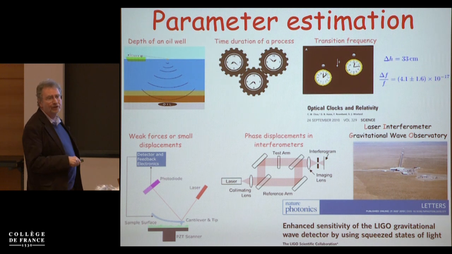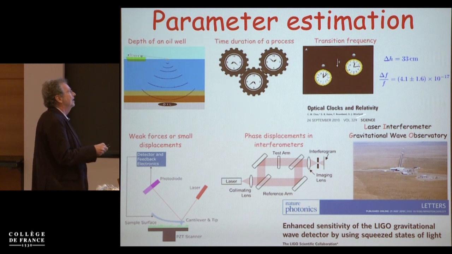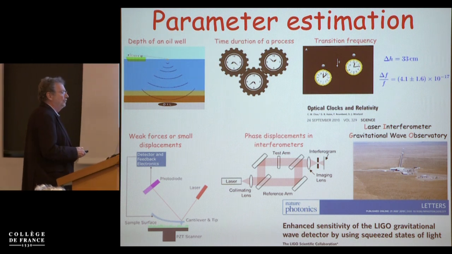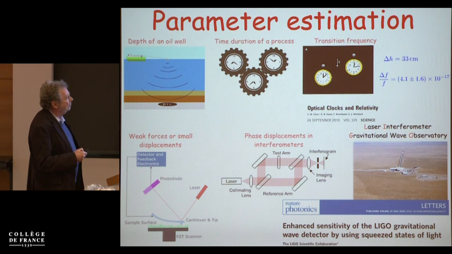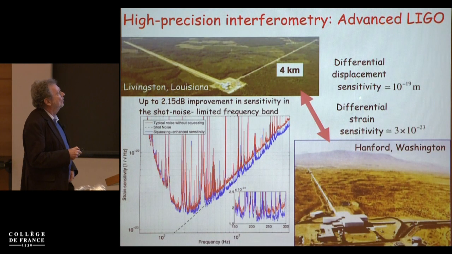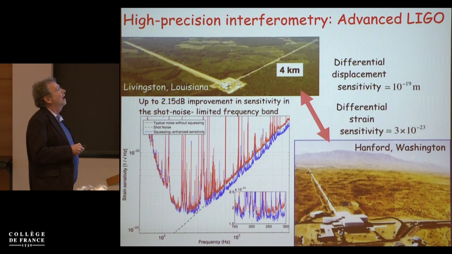So this is 10 to the minus 17. That's the relative change of frequency due to the displacement of an atom in the gravitational field. So in LIGO, we also have some extremely high precision nowadays.